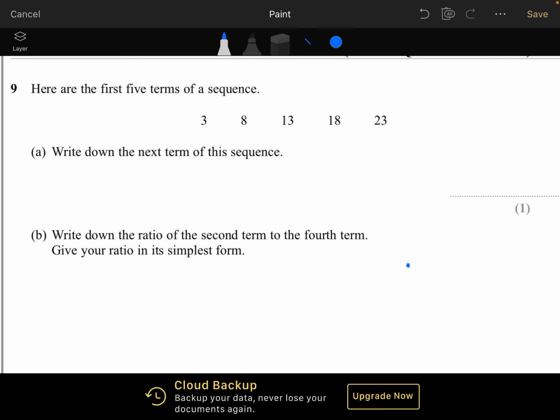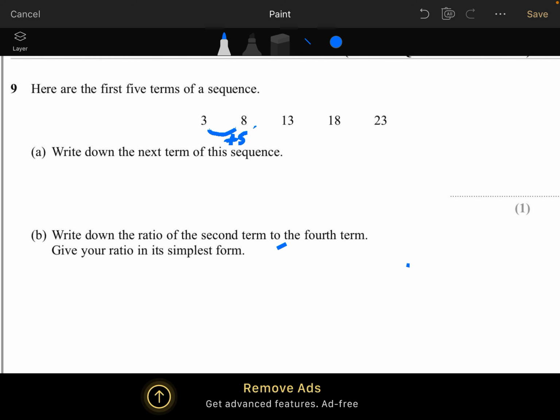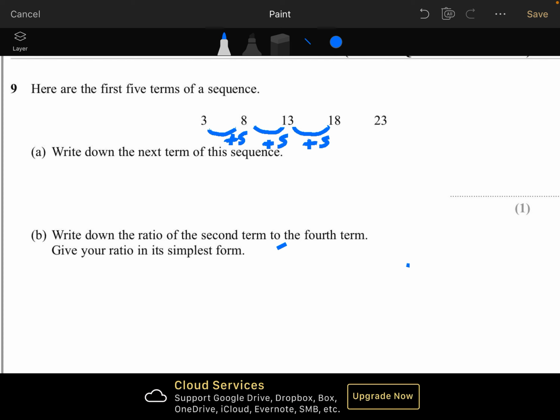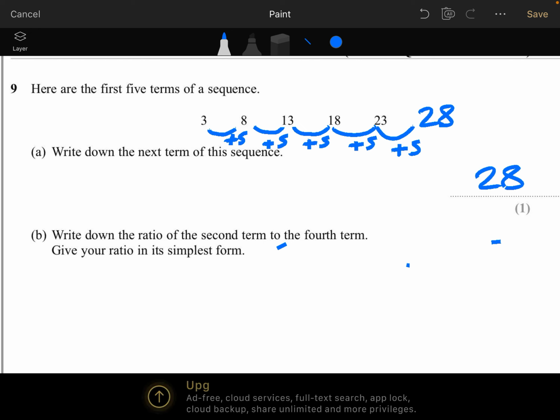Okay, question 9 is on sequences. Here are the first 5 terms of a sequence. Write down the next term of this sequence. Well, we've got to spot what the pattern is each time. So each time we're jumping up 5 here, and then 5 again, and I'll check one more. It is 5. You could check them all, but once you've done about 3, you should be okay. So I'm expecting it to jump 5 again. 23 plus 5 is 28. So the answer there is 28.